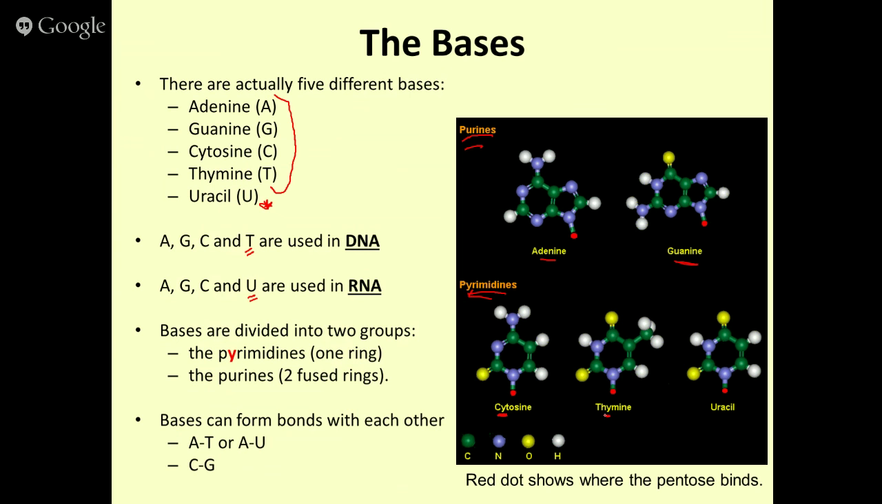Thymine, there's a Y here, and there's a Y in pyrimidines. So that helps me remember. And then I remember that in RNA, we don't have thymine, so instead we have uracil, so these two have to be in the same grouping.